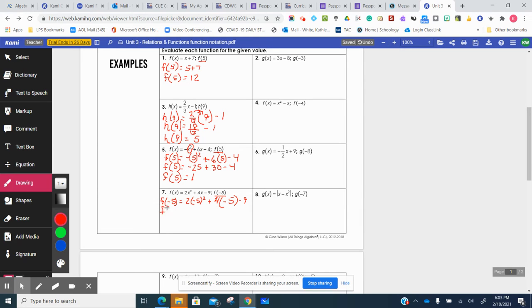So we have f of -5 is equal to -5 squared is 25.